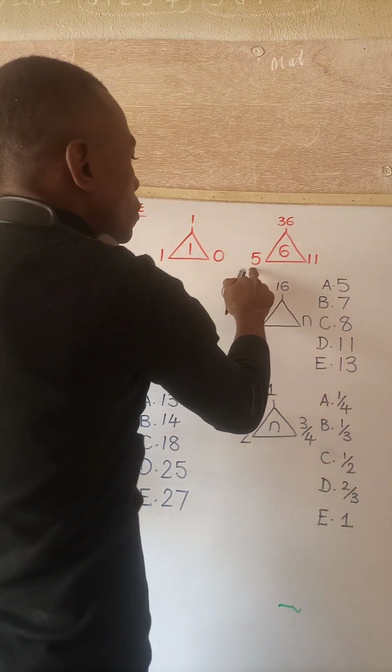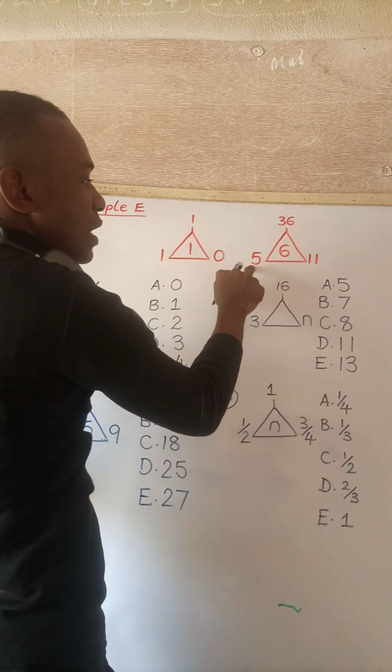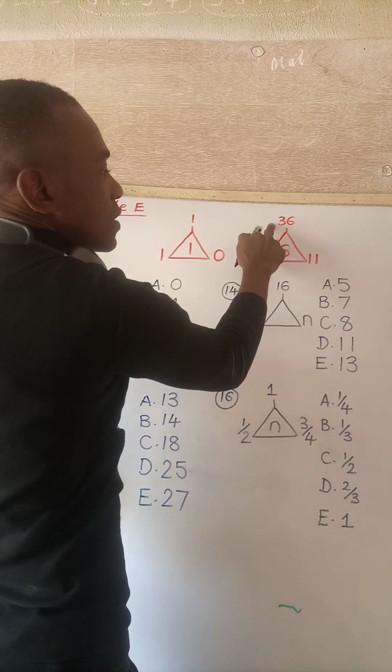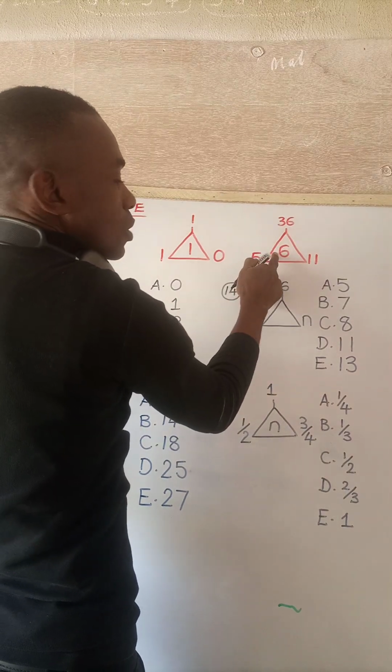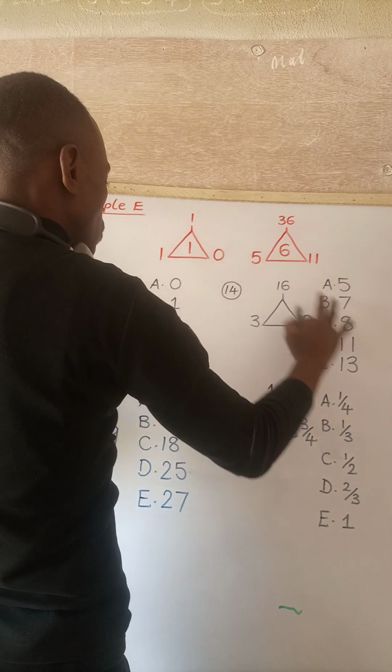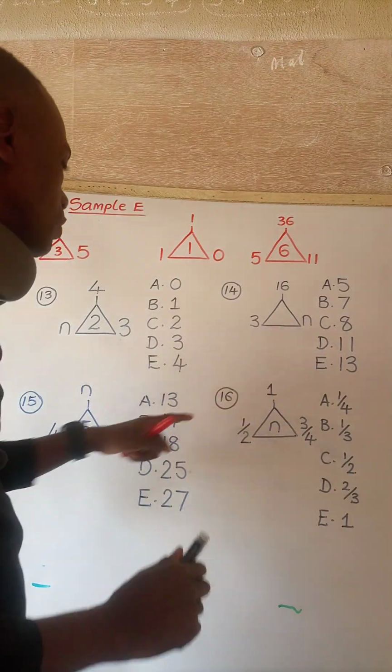We move to this one, which is 5 times 5 is 25. 25 plus 11 will give us 36. Square root of 36 will give us what? 6. So we are going to use this now to solve question number 13 to 16.